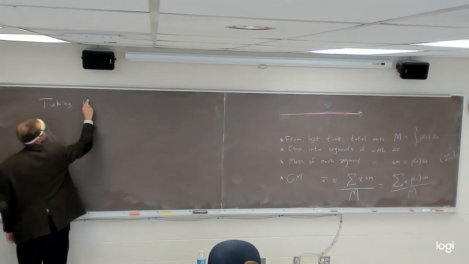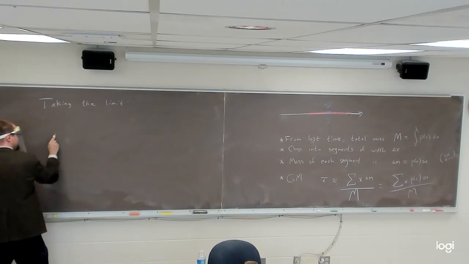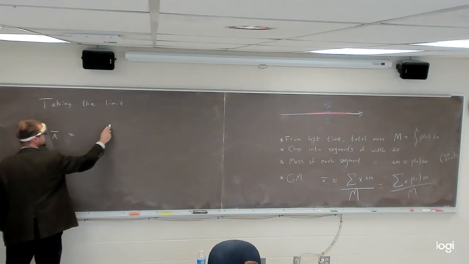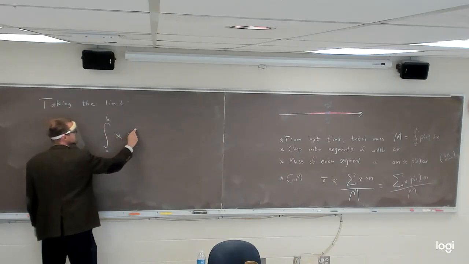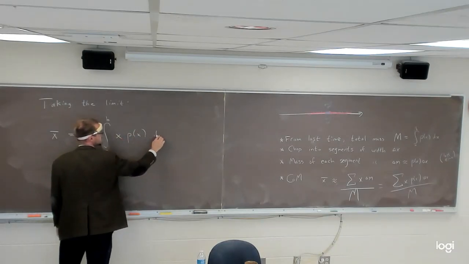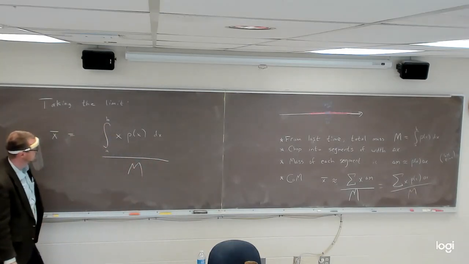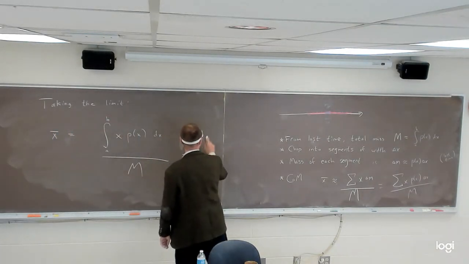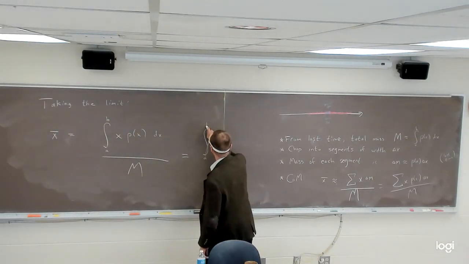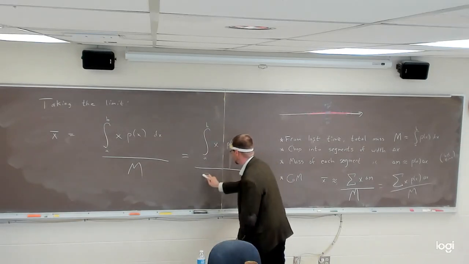Taking a limit, my exact center of mass is going to be the integral of x times my density function divided by my total mass. And if I want, I can also expand that this way: x times the density, divided by just integrating the density.